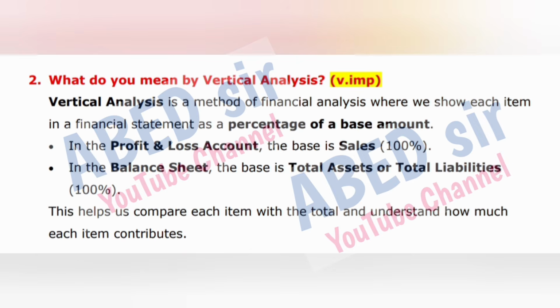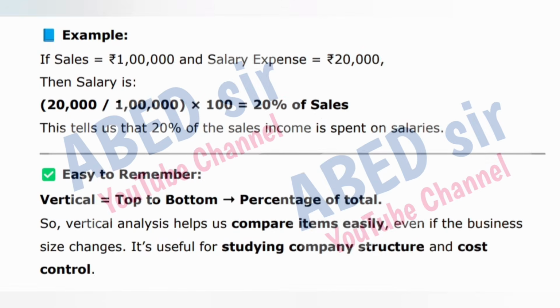This helps us compare each item with the total and understand how much each item contributes. Example: if sales is equal to 1 lakh rupees and salary expense is equal to 20,000 rupees, then salary is 20,000/1 lakh times 100 is equal to 20% of sales. This tells us that 20% of the sales income is spent on salaries.